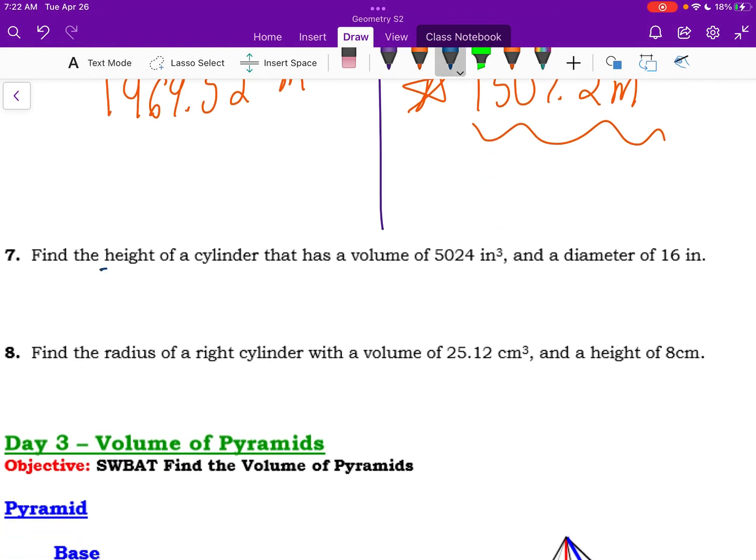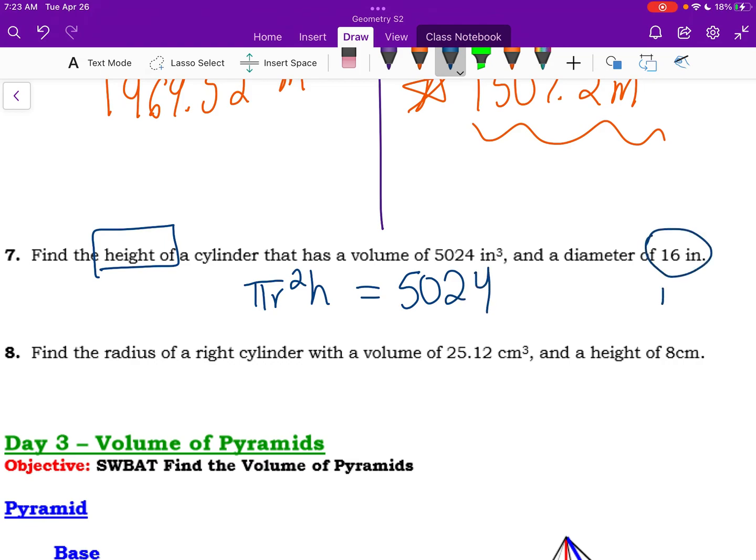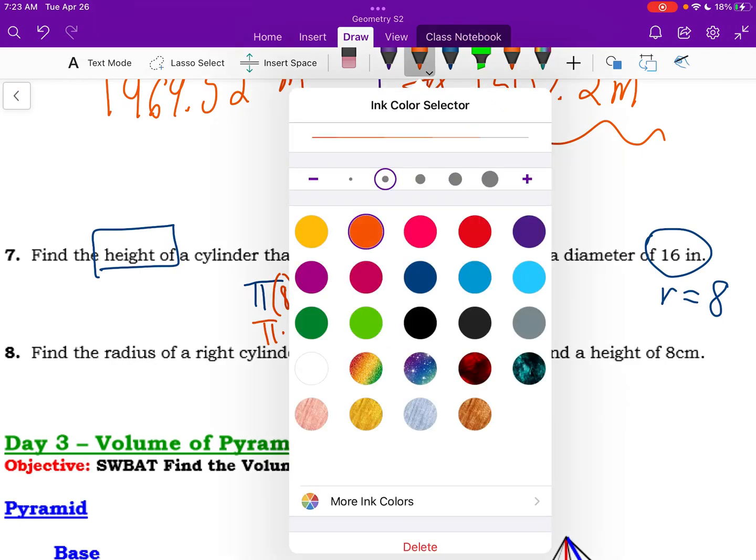Now we're going to work backwards, so we're going to find the height. So what I like to do is write down the formula and see what I have. So I have pi times r squared times height, and that equals 5,024. The diameter is 16, so that means the radius is 8. So I'm going to put 8 into the formula and work backwards. So then I have pi times 64 times height, which equals 5,024. So I'm going to keep on going.